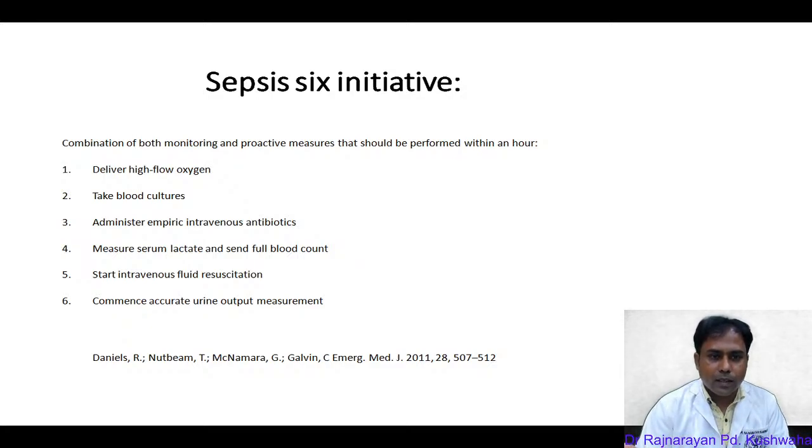In these six initiatives, first we should deliver high flow oxygen to the patient. Second, take the patient's blood for culture, send the blood culture, and administer empiric intravenous antibiotics. The fourth is to measure serum lactate and send a full blood count. Fifth is to start intravenous fluid resuscitation, because if we give fluid resuscitation, his probability of organ failure is less. And the sixth is to commence accurate urine output measurement.